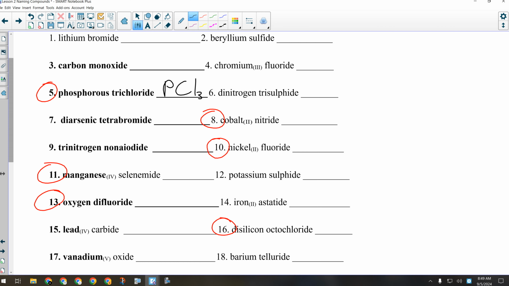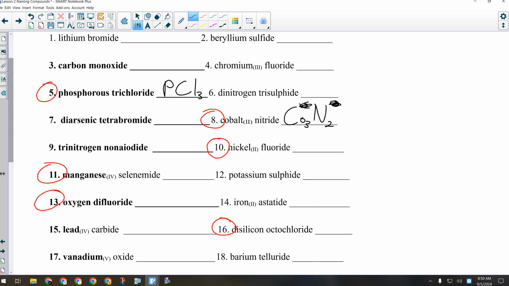3. Okay, so PCl3. Okay, for number 8, I've got one with Roman numerals, cobalt-2 nitride, ionic or molecular? Ionic. Okay. So if it's ionic, then I go cobalt and I write the charge. Which charge do I use? Plus 2, because that's what the Roman numeral says to do. Okay, and it's with nitrogen, which is in group 15, so it's got a -3 charge. Okay, so what do I do now? Drop and swap, right? Okay, Co3N2, good to go.